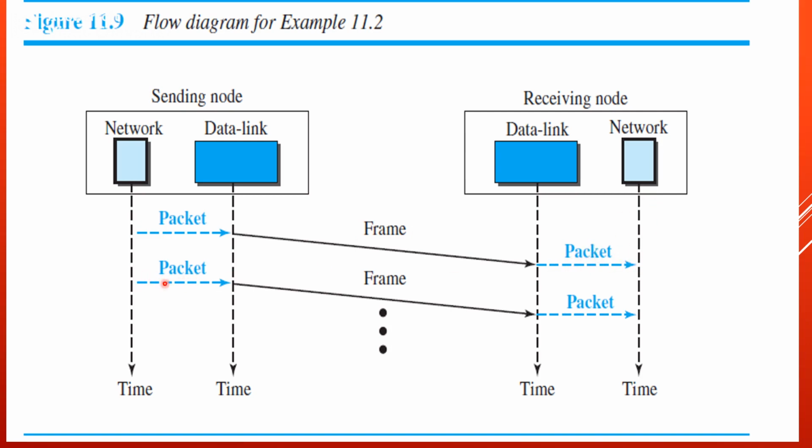Similarly, in this case also, the packet arrives at the data link layer. The data link layer will encapsulate the packet into a frame, and the frame will be received at the data link layer of the receiving node. It will extract the packet information from the frame, and it will transmit the data into the network layer.